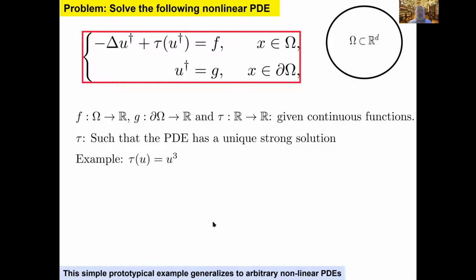Now, this GP method can be applied to arbitrary nonlinear PDEs. But for ease of presentation, I will describe it first for the following nonlinear elliptic PDE, in which f, g, and tau are continuous functions such that this PDE has a unique strong solution. So the nonlinearity in this PDE is tau, which we assume to be continuous. And as an example, you can take tau of u to be u cubed.